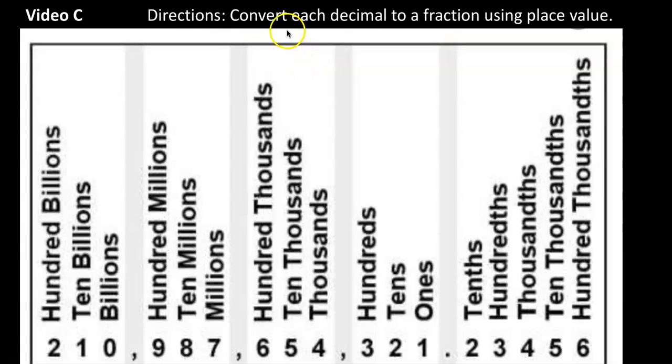In this video, we're going to review how to convert decimals to fractions using place value. So I thought we would start by looking at a place value chart. If you look here, I want you to notice that the main difference between the place values to the left of the decimal and the place values to the right of the decimal is the fact that over here we start at the ones and then we move to the tens and then the hundreds.